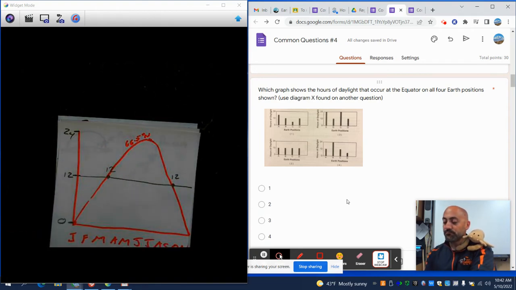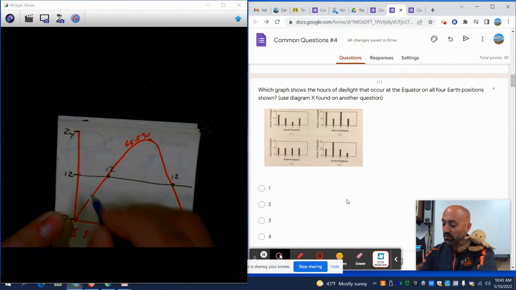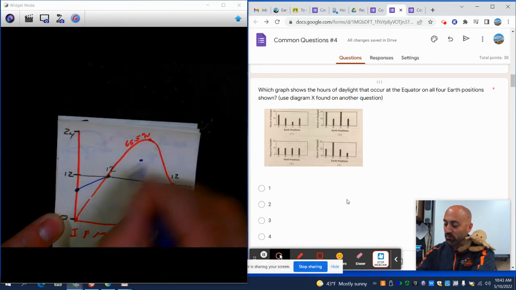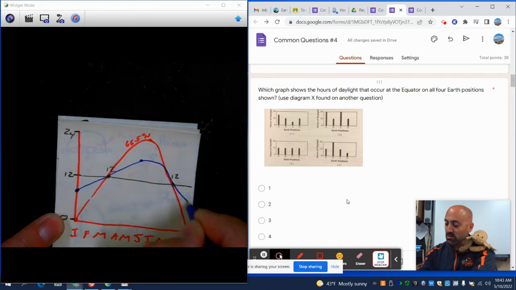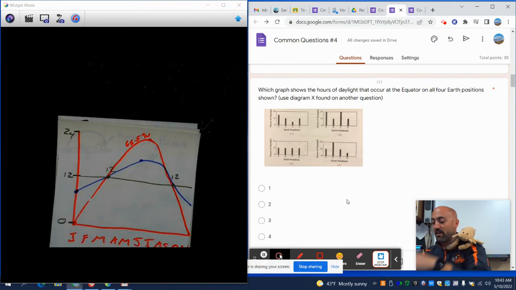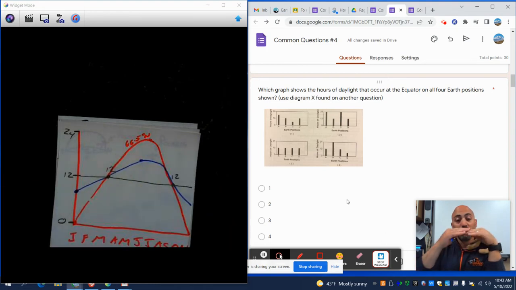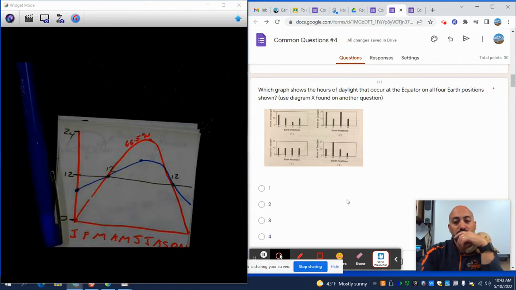And then say a location like, we'll do Rome. Rome's location in January gets less than 12. Everybody gets 12 in March, and then we get more than 12 in June, and then something like that. I didn't draw it perfect, but everybody gets the exact same amount on the equinoxes. When you average that out over the whole year, you get the exact same amount of sunlight throughout the whole year. But the equator always gets 12.